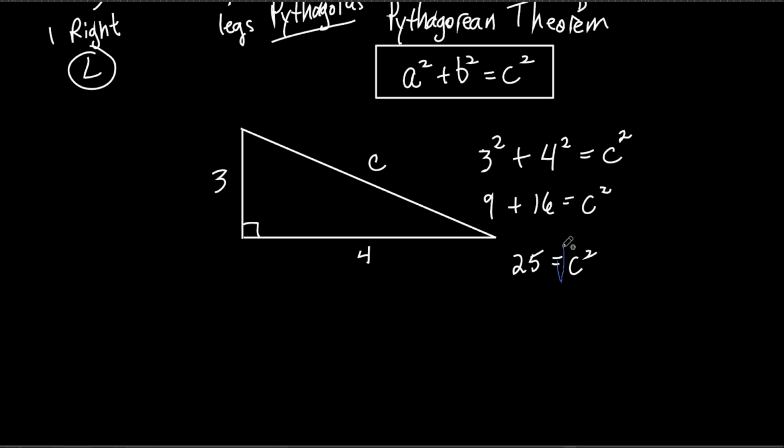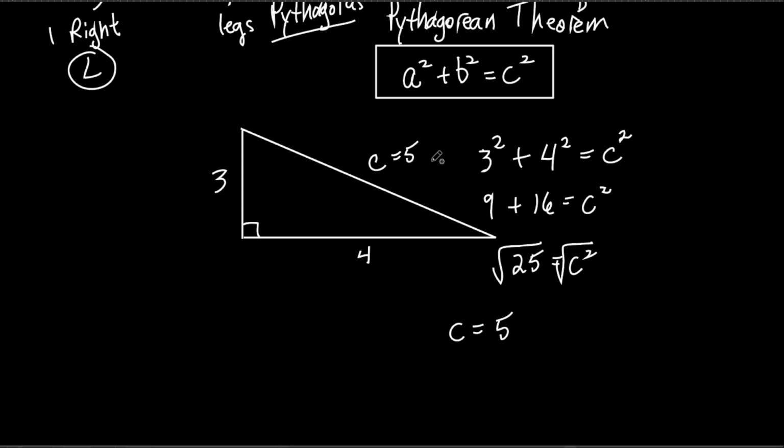So here's what you can do. You can take the square root of this side. Remember, I did talk about this. The square root and the squares cancel each other out. Remember that? But if I do something on one side, I got to do it to the other side, okay? So what is the square root of 25? What number times itself is 25? 5. So that means C is equal to 5.